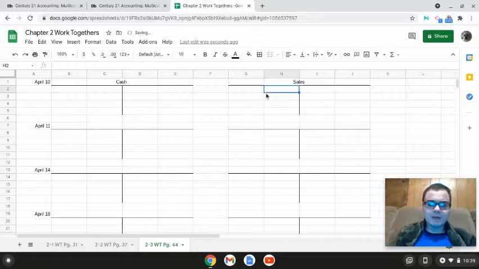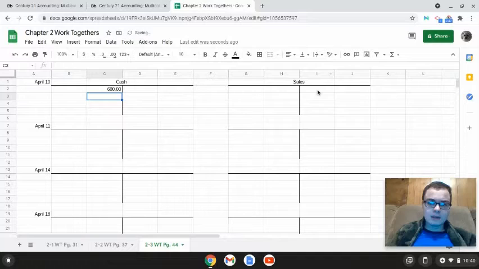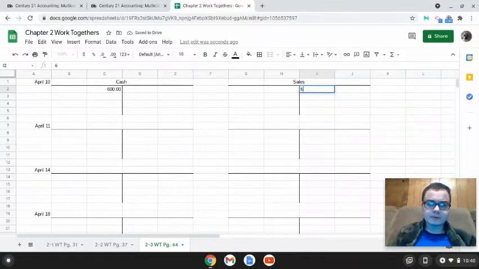Alright, now we have to figure out what account gets debited and what account gets credited. So the transaction read that we received cash from sales and the amount was $600. So anytime that we are receiving cash, that means that our cash account is going up or being increased. So for this transaction, we are going to debit $600 for cash, and then we're going to credit sales for the same amount.